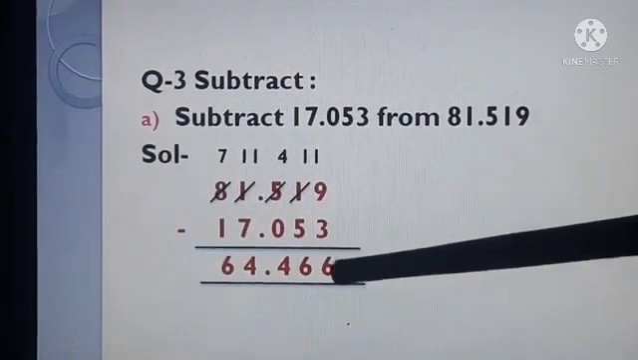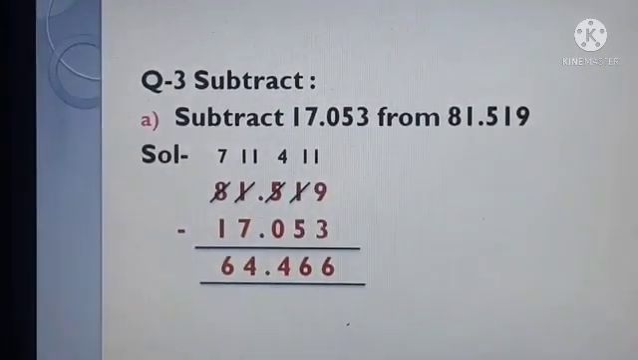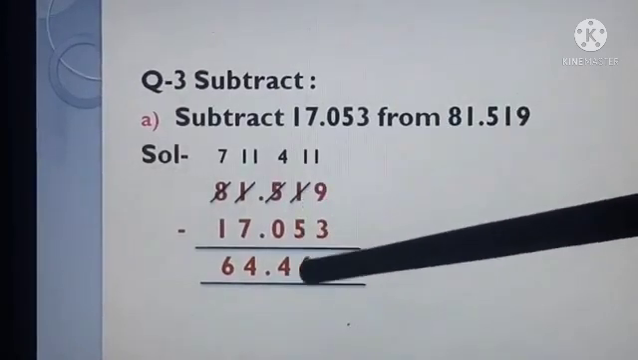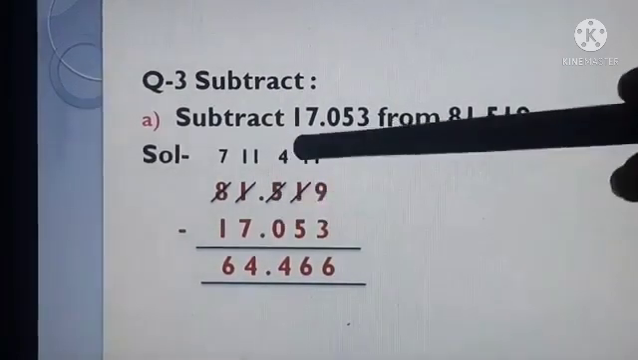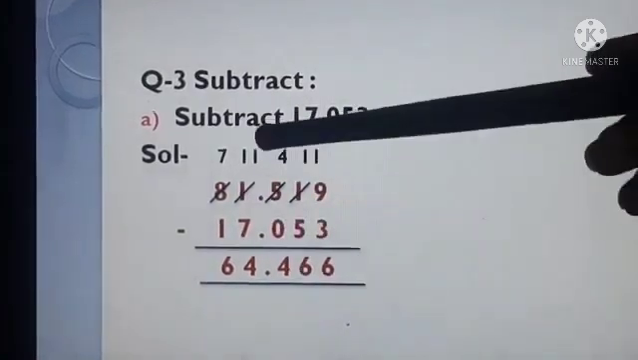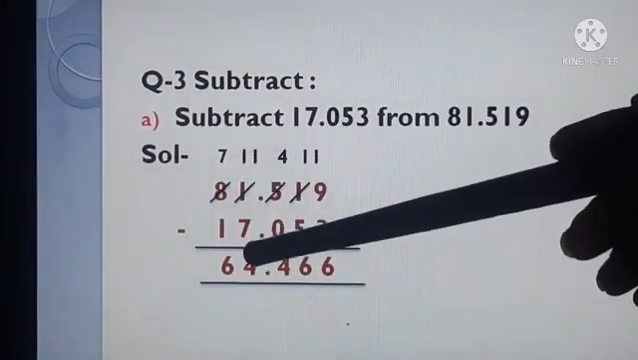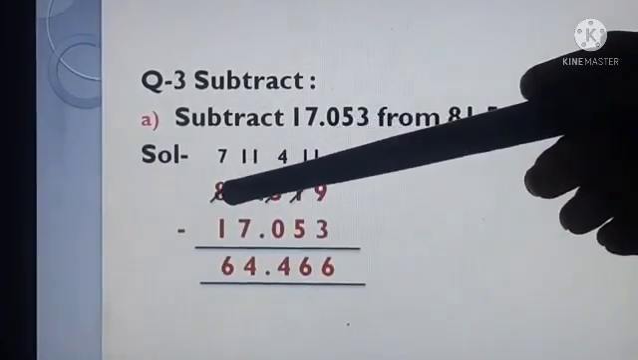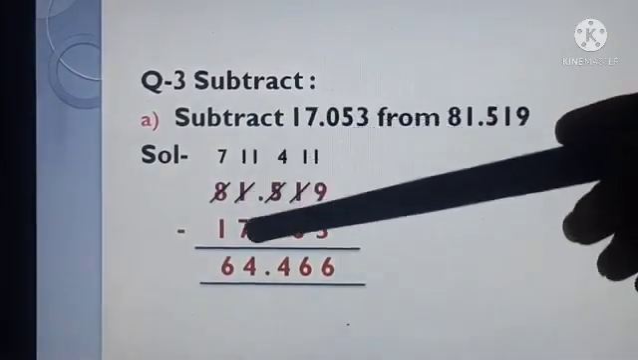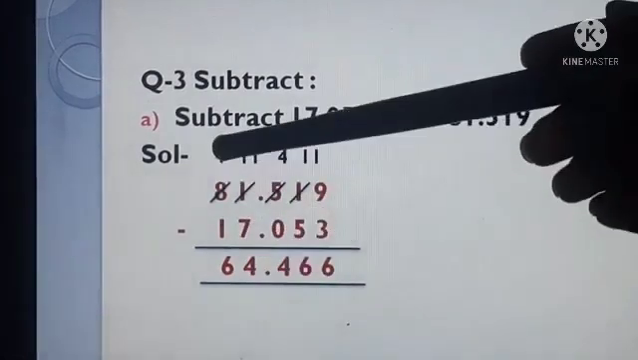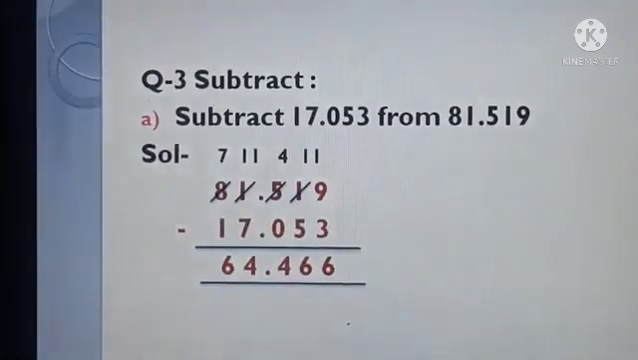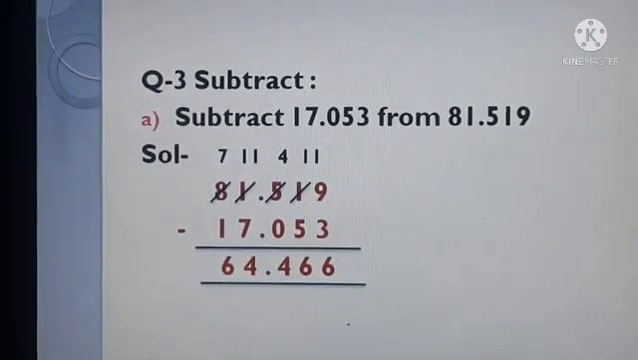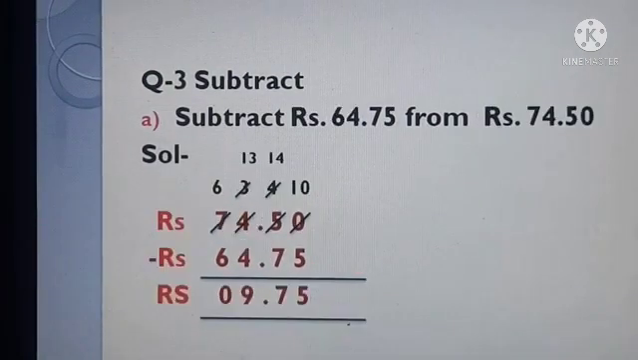9 minus 3, 6. 1 minus 5, not possible, so it will take borrow. 1 will become 11. 11 minus 5, 6. 5 will become 4. 4 minus 0, 4. Decimal. 1 minus 7, not possible, so it will take borrow. 1 will become 11. 8 will become 7. 11 minus 7, 4. 7 minus 1, 6. So our answer is 64.466.